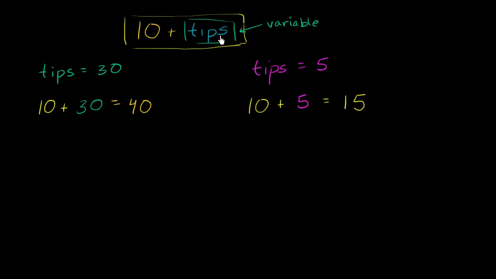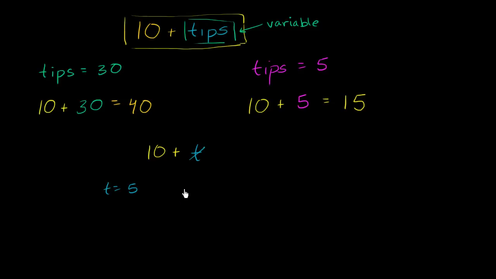Now, you won't see whole words typically used in algebra as variables. We get lazy, and so instead we tend to use just easier to write symbols. And so in this context, instead of writing tips, maybe we could have just written 10 plus t, where t represents the tips that we get in an hour. And so then we would say, OK, what happens when t is equal to 30? This evaluates to 10 plus 30, which would be 40. What would happen if t is equal to 5? Well, then this would evaluate to 10 plus 5, which is equal to 15.